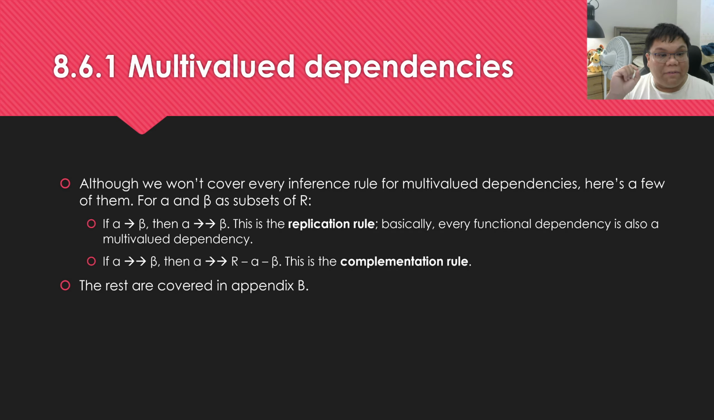Also, if you have a functional dependency, that's also a multi-valued dependency. If alpha determines beta, then alpha double arrow beta. This is called the replication rule. Also, there's another rule. If alpha double arrow beta, then alpha double arrow R minus alpha minus beta. This is called the complementation rule. There are more such rules in Appendix B. Appendix B is not part of the book. It's on the book's website. I linked that in the slides.